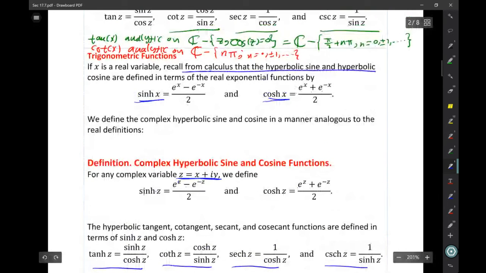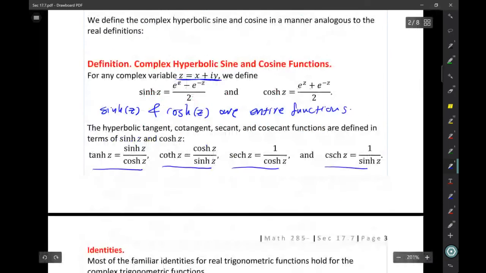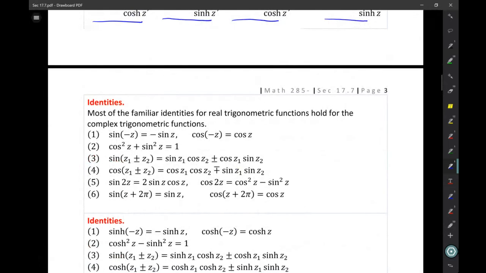Now sinh and cosh of z are entire functions. Okay, let us now see some identities and see what the difference is with the identities of calculus.